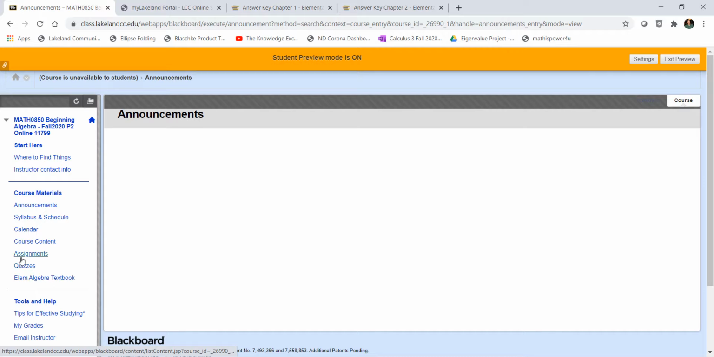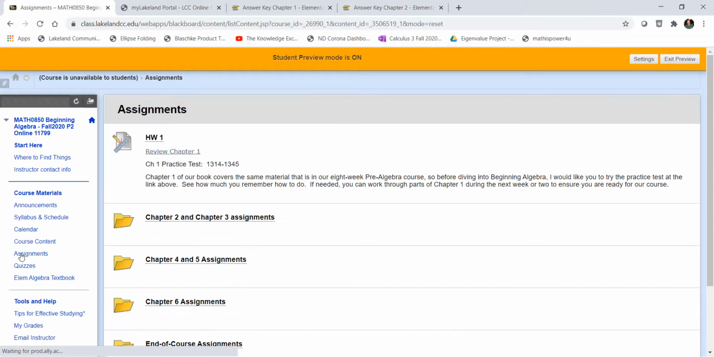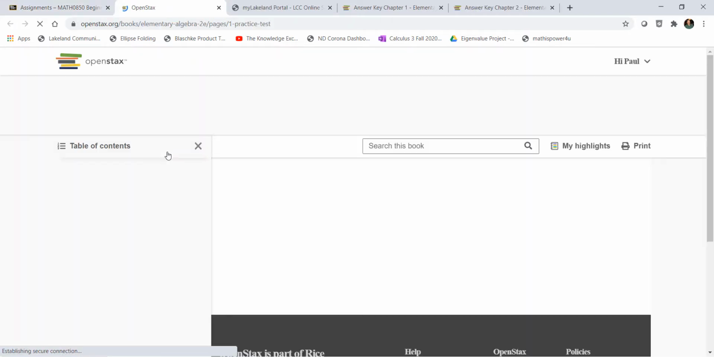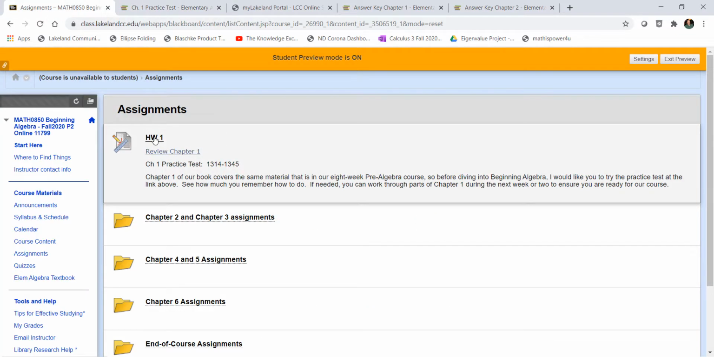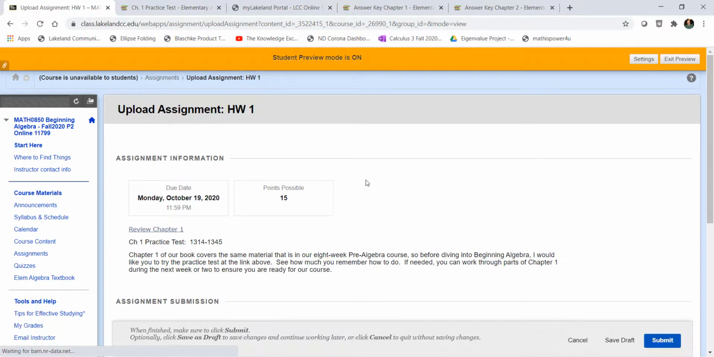So I showed you quizzes. Working up from quizzes, the next button up is assignments. And so if I click on assignments, you'll see that they are organized by chapter. I put homework 1 here because it's just all of chapter 1. And so once you've done chapter 1 and you've taken your pictures or used a scanner, you'll have some computer file. And you want to give me that computer file. And so the way to do that, if I click on review chapter 1, that takes me to the practice test. That's not what I want.